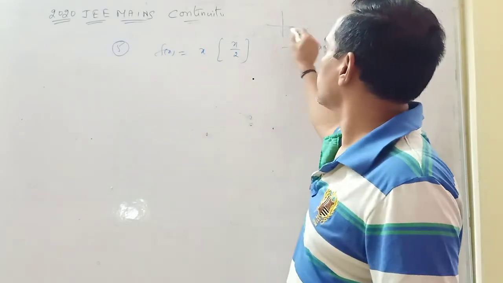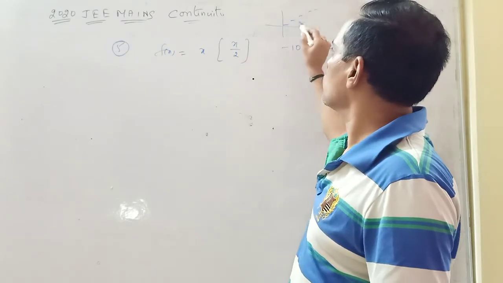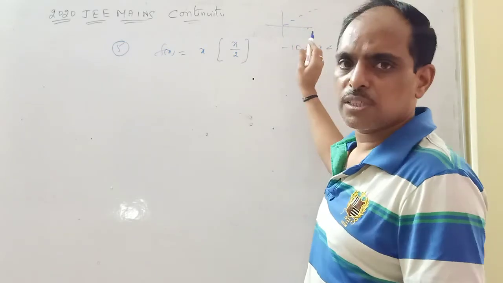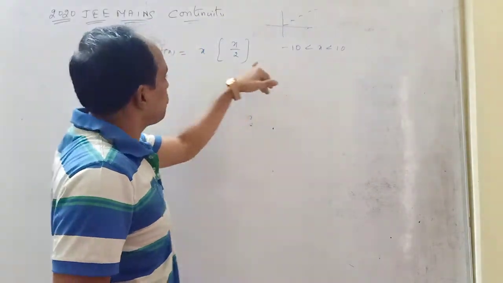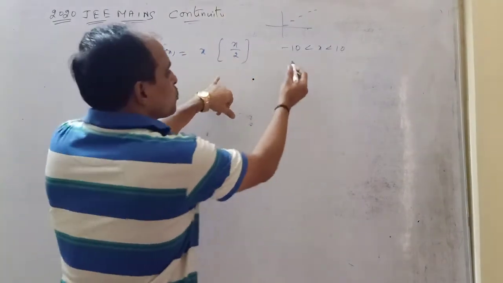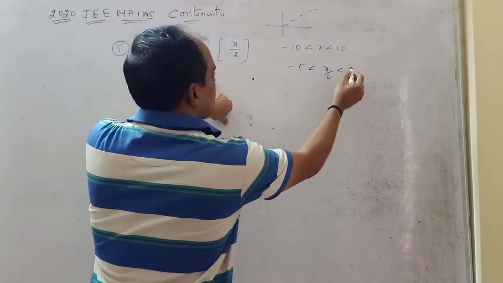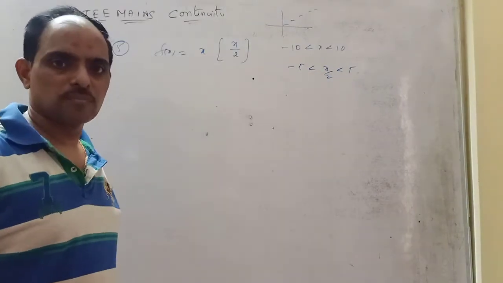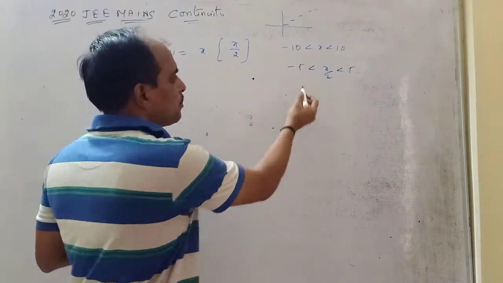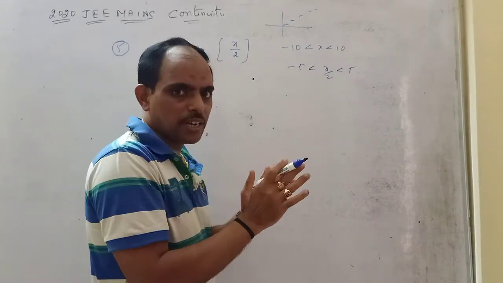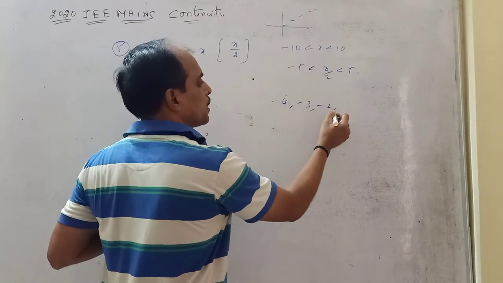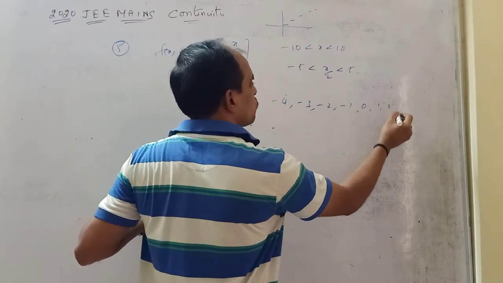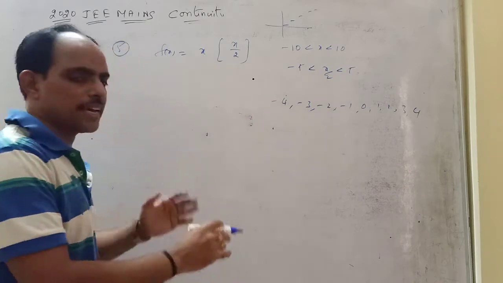What about the graph of step x? It will be like this. So it is discontinuous at all integers. Here the integers are from -10 to 10, but it is x by 2. So -5 < x/2 < 5. In between -5 and 5, not including both values, we have -4, -3, -2, -1, 0, 1, 2, 3, 4. These are the 9 values.